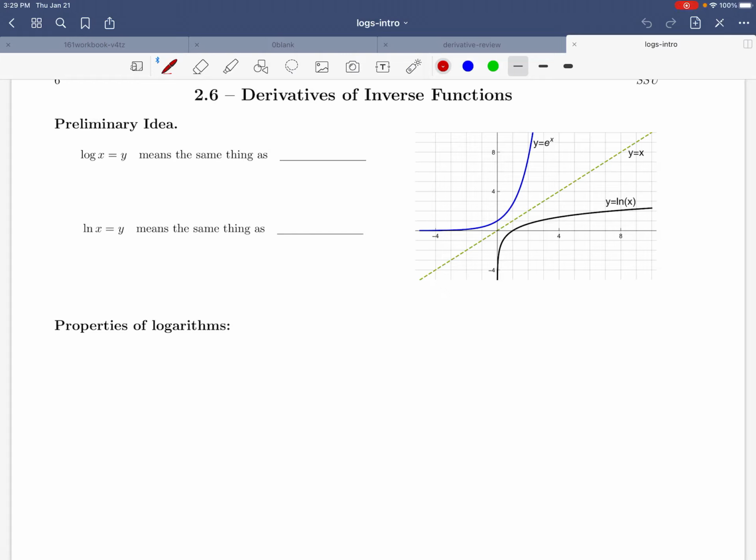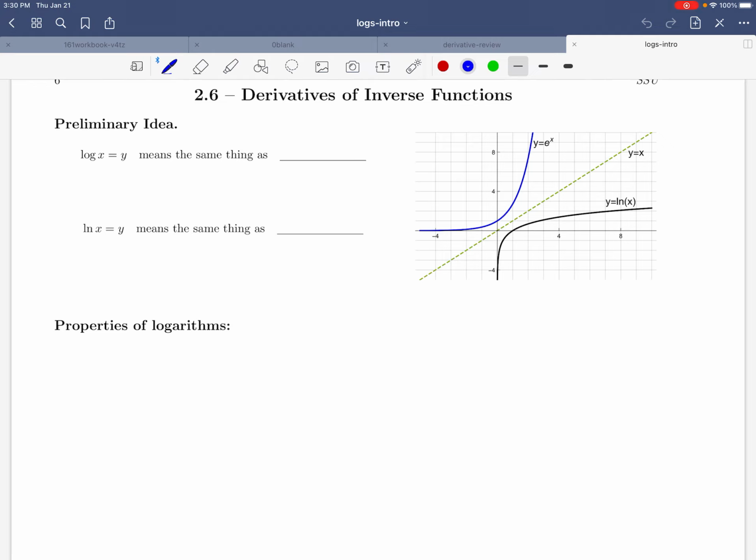In section 2.6, we are going to learn about derivatives of inverse functions. But before we get into the derivatives, let's first talk about some specific inverse functions, and those are the exponential function and the logarithm function. Those are inverses of each other. And the preliminary idea of inverse functions is that they undo each other.